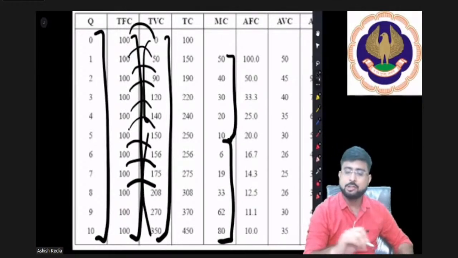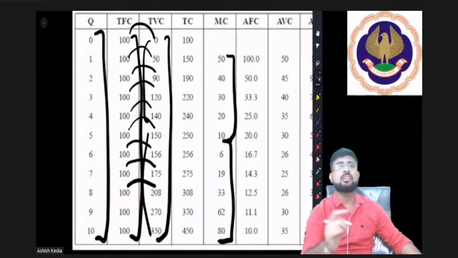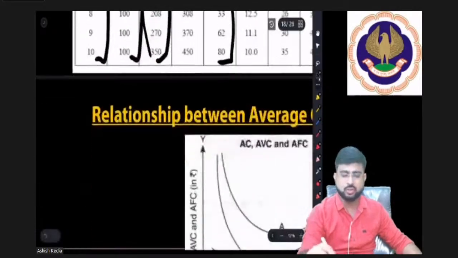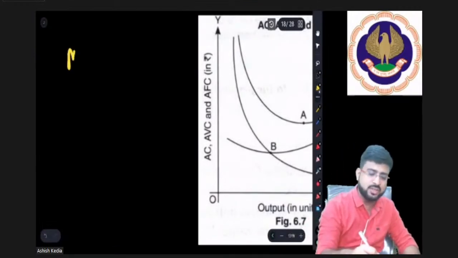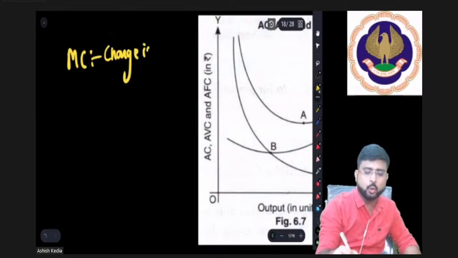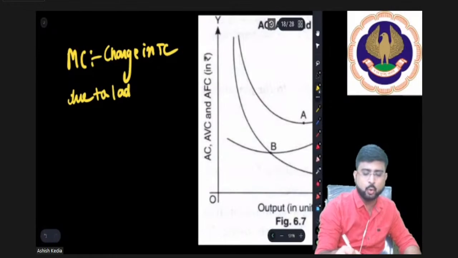All right. Now, sir, what is marginal cost? Marginal cost is the change in total cost due to one additional unit. I always say marginal cost is the change in total cost due to one additional quantity produced. Sir, can you explain how? I'll give you an example.